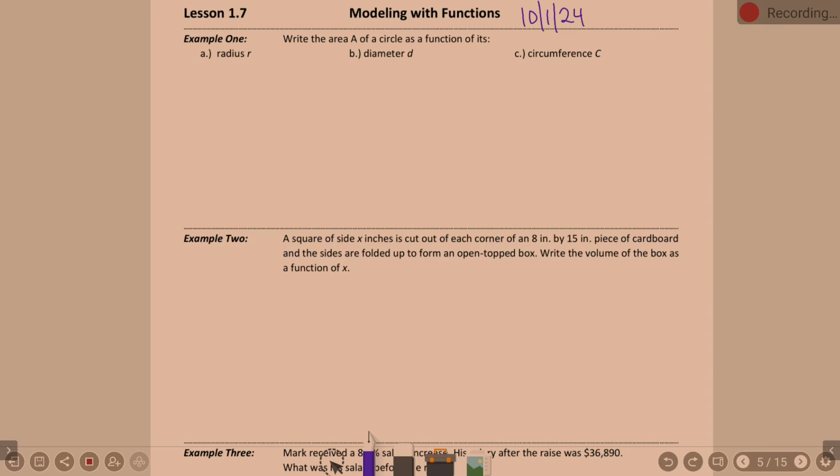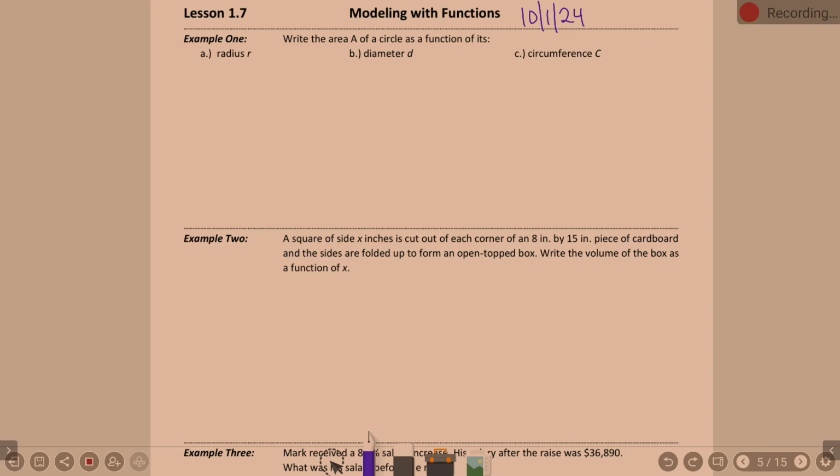Modeling with functions is what we're looking at. When we talk about modeling with functions, basically we're looking at some formulas. Some of these formulas you know or should know, like pi r squared. Or some of these formulas may be new to you. In some situations they're provided formulas. In some situations we're creating the formula. We're composing it.